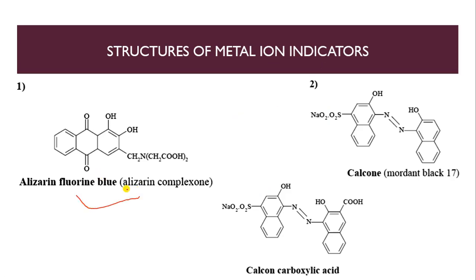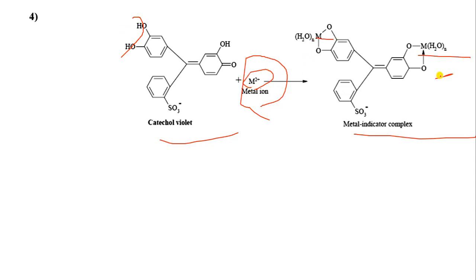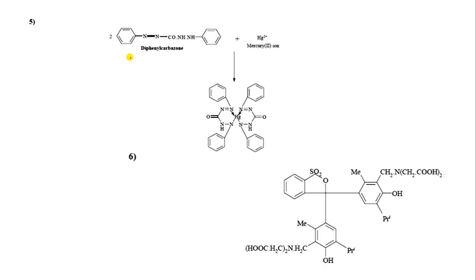Now we will see some structures of metal ion indicators. This is the structure of alizarin fluorine blue. This is the structure of calcein, and this is the structure of calcein carboxylic acid. These are all dyes, you can say indicators. This is catechol violet. When it reacts with a metal, it will produce a metal indicator complex. Like this reaction, the hydrogen will be removed, and it will react like this. Here also the reaction will occur. Now here another complex is there, diphenylcarbazone. When it reacts with the metal mercury, it will form a complex like this. This is our final structure.